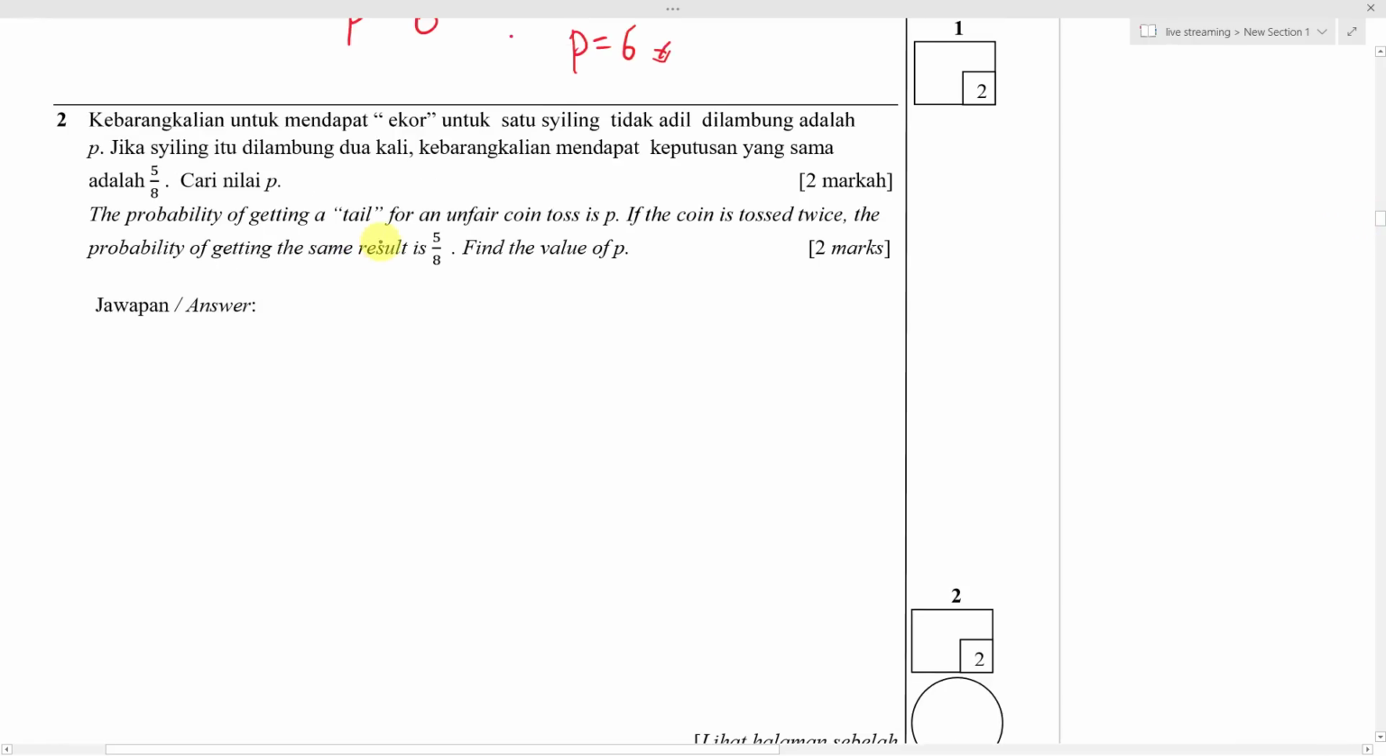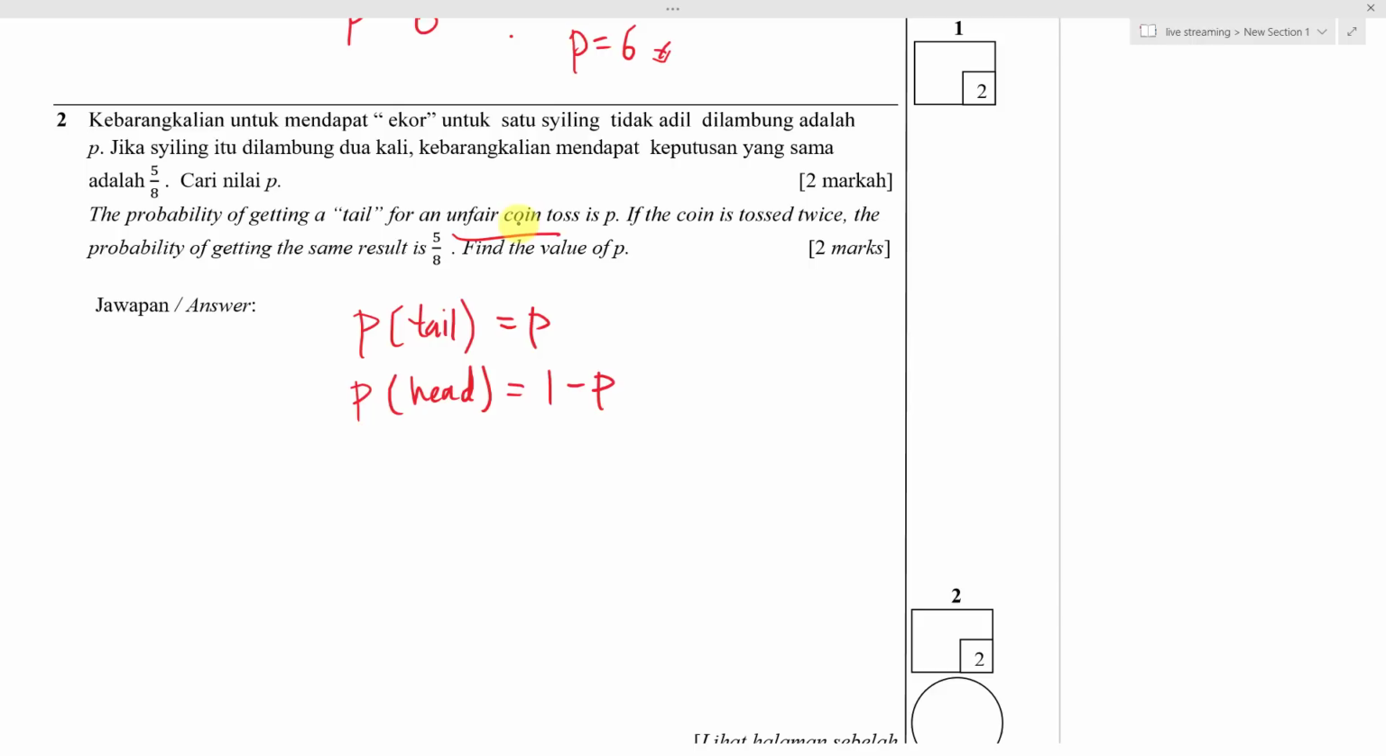Okay, so the probability of getting the tails for an unfair coin toss is P. So the probability of getting the tail is P. So therefore, I know the probability of getting the head is 1 minus P. Alright, the unfair coin over here just means that if this one is a fair coin, you know the P is definitely 1 over 2.